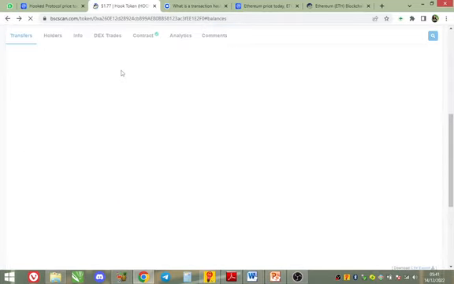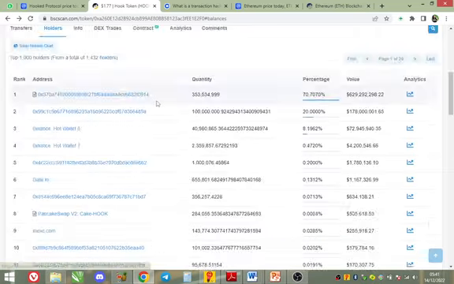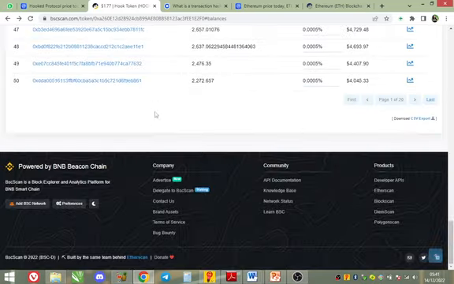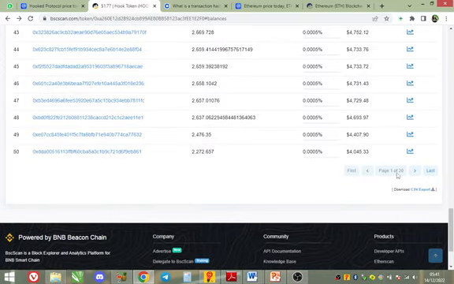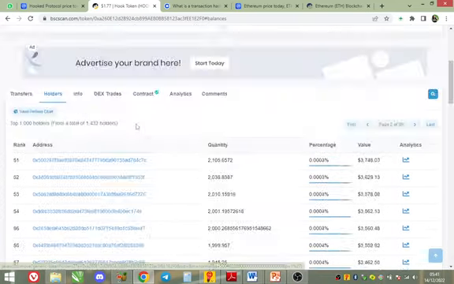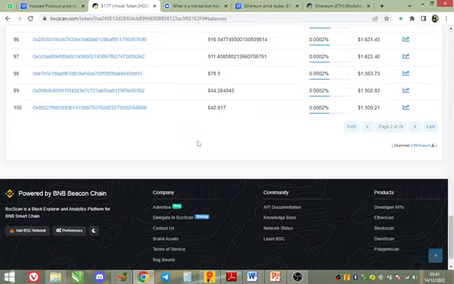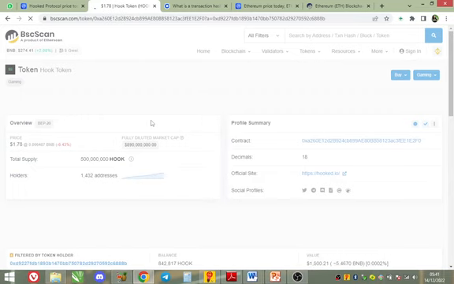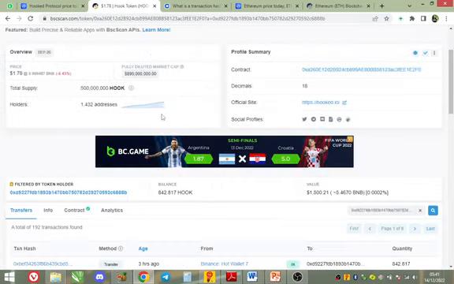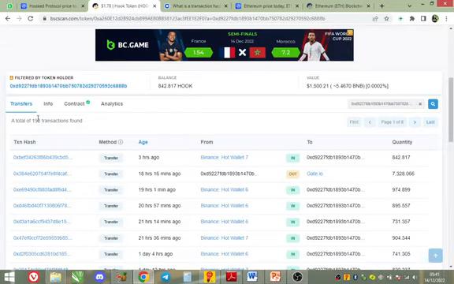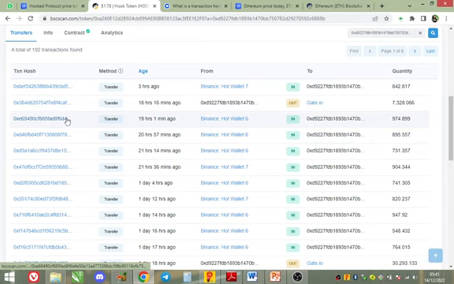Now let us look, before we end this class, for a lower address. Let us use this particular address which is ranked 100. This is the 100th largest holder. Okay, loading. So now this is the analysis.